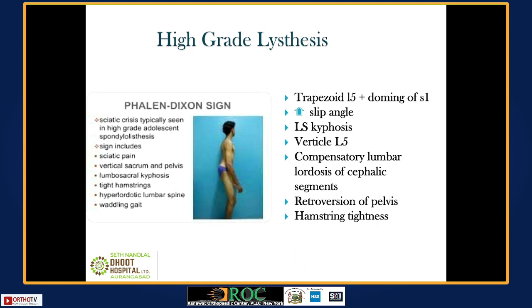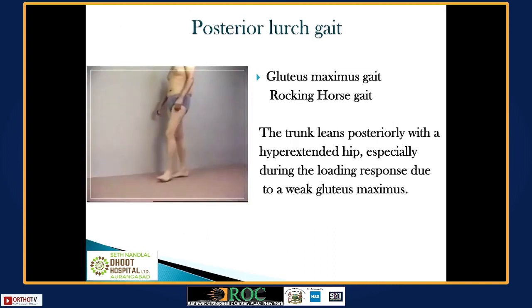And in very high grade listhesis, when there is a deformity in the L5 S1 area leading to L5 kyphosis and a more verticalized L5, and then ultimately retroversion of the pelvis, which leads to hamstring tightness, the patient will have hip flexion, knee flexion, and a sort of crouch gait called the Phalen-Dixon sign.